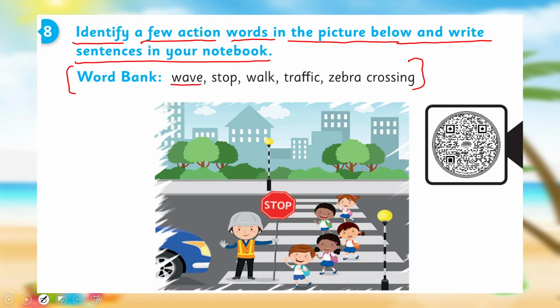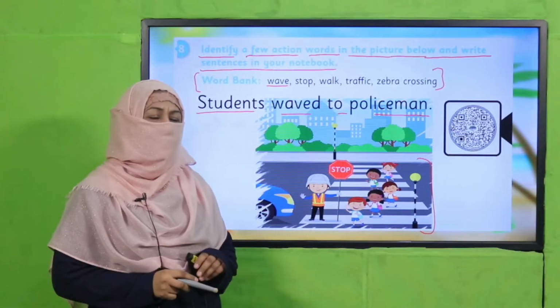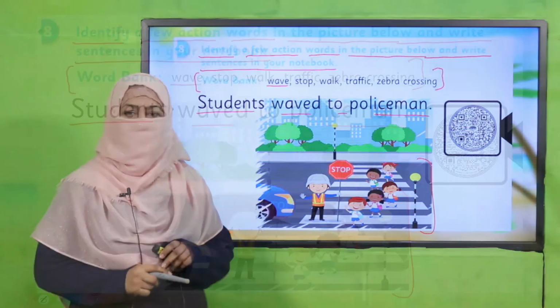What does wave mean? Wave, right? It means it's an action word. So you will use it in your sentence like this. Students waved to policemen. What they are doing? From this picture, you have to make sentence. So students waved to policemen, right? Are you clear? So pause the video. Complete this task in your notebook and then come back.